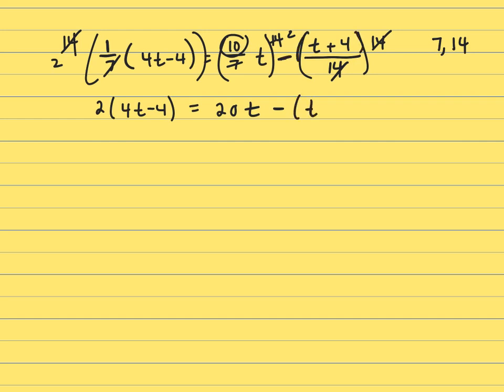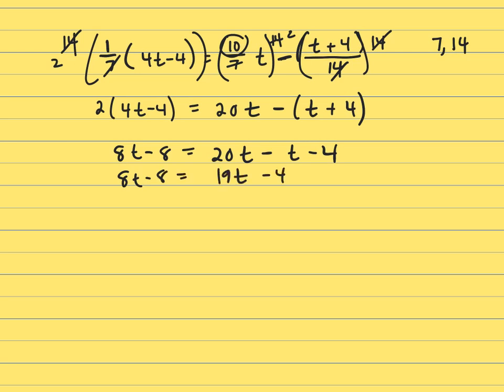terms. So you have to make sure you leave those parentheses because you want the minus sign to go with both of them. Now get rid of your parentheses. That's going to be 8t minus 8 equals 20t minus t minus 4. And that's 8t minus 8 equals 19t minus 4.